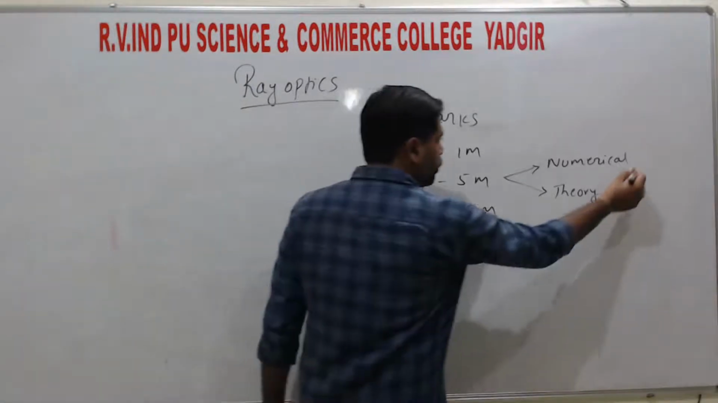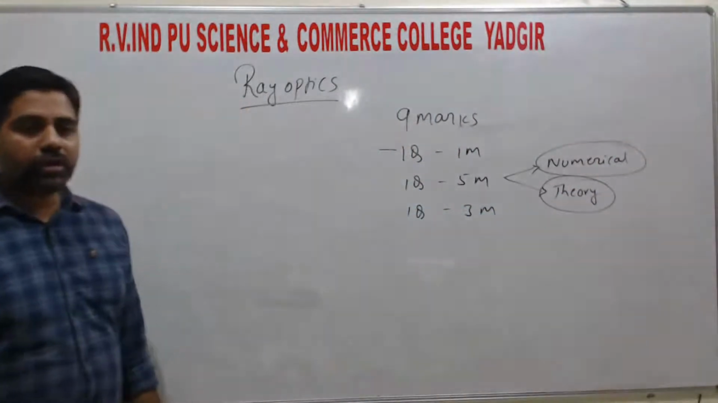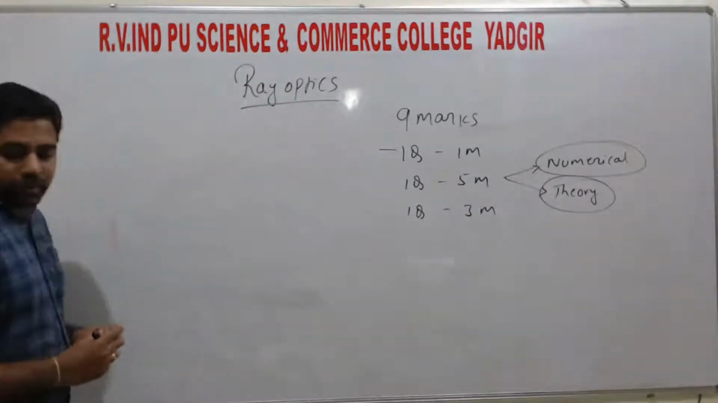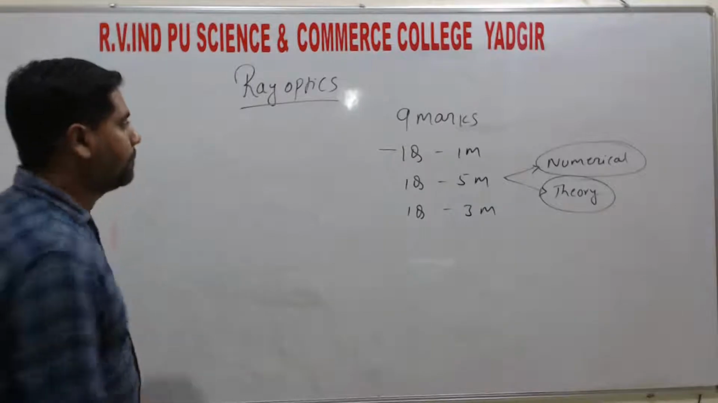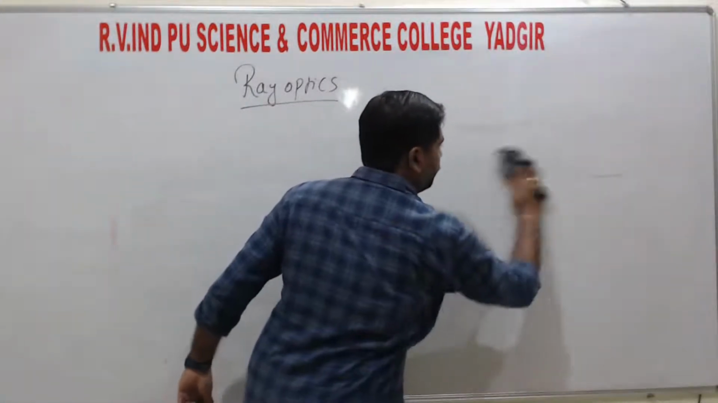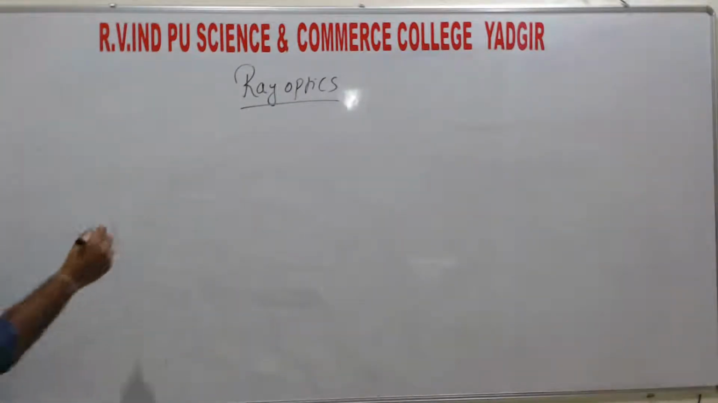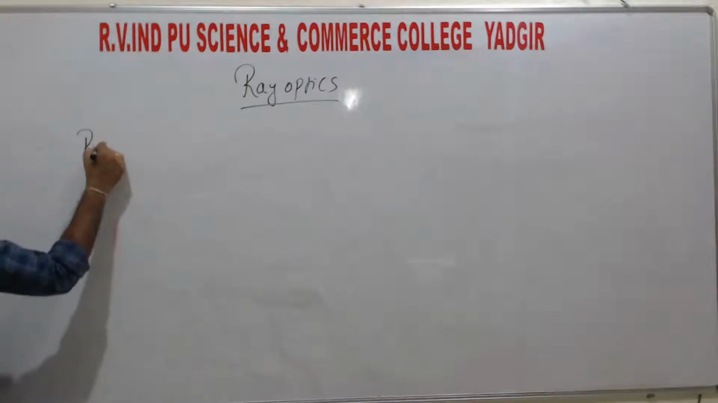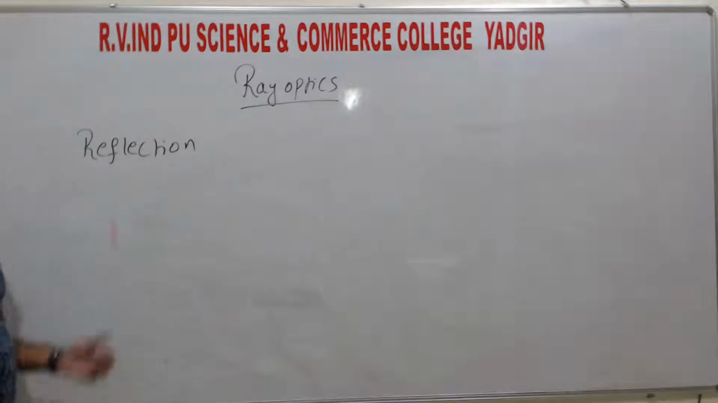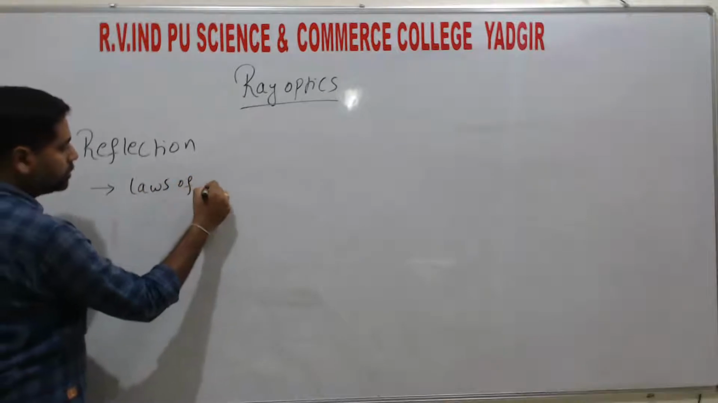To solve the numerical problems, first we need to understand the theory. Without knowing the theory, we can't solve the numerical problems. Right? So first start with the overview of the chapter. So this chapter starts with the topic reflection.